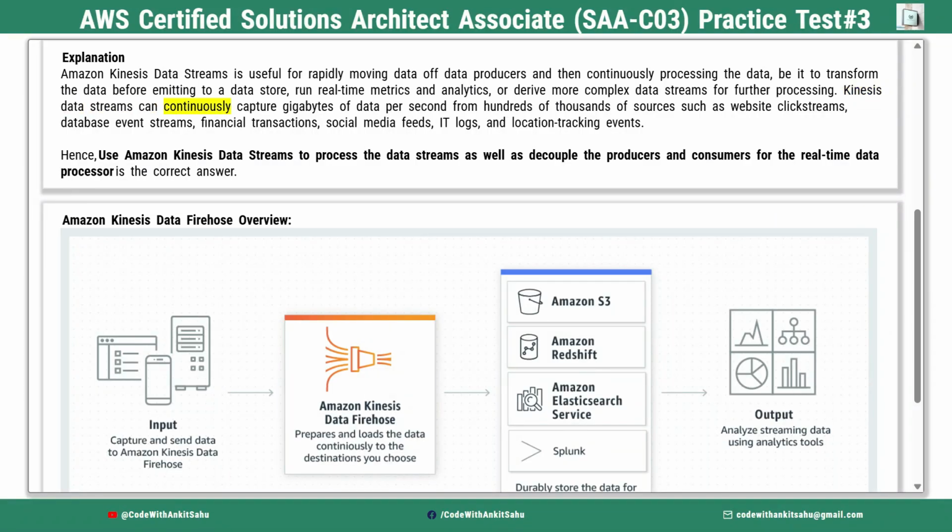Kinesis data streams can continuously capture gigabytes of data per second from hundreds of thousands of sources such as website click streams, database event streams, financial transactions, social media feeds, IT logs, and location tracking events. Hence, use Amazon Kinesis data streams to process the data streams as well as decouple the producers and consumers for the real-time data processor is the correct answer.